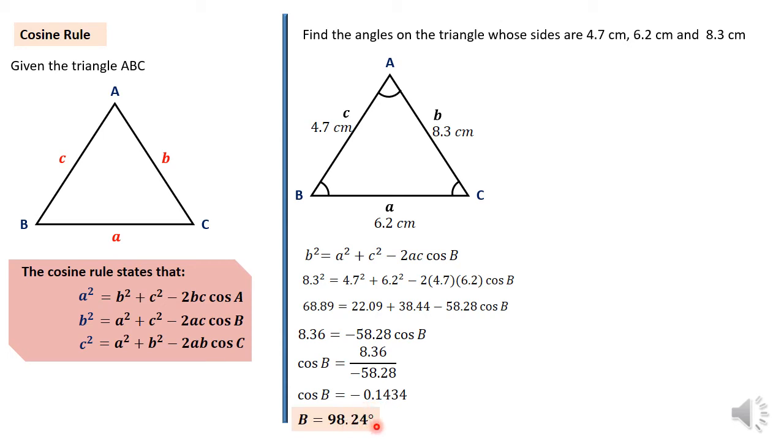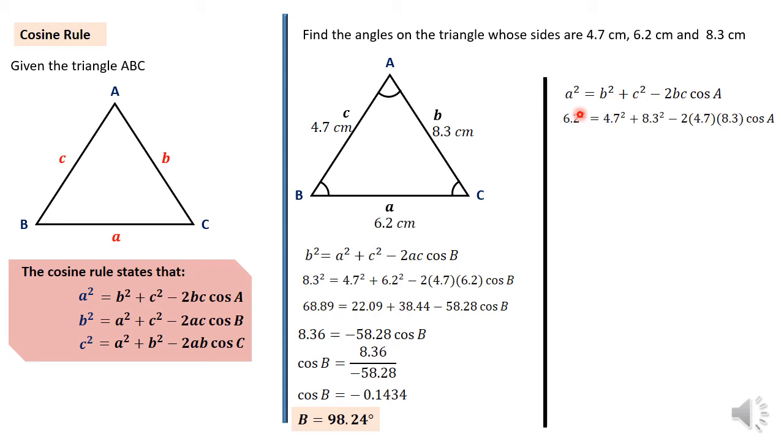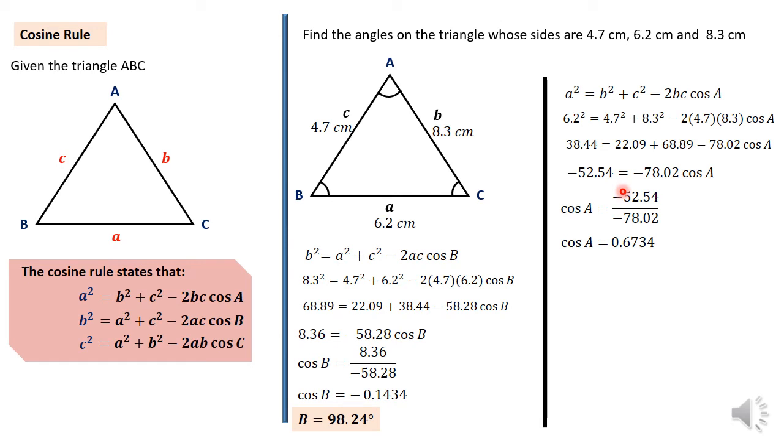And I think that's very simple. We need to go ahead and solve one of the other angles, and I've chosen A this time, and so we say that a squared is equal to b squared plus c squared minus 2bc cos A. Put in the values, since we're given them up there in the question, 4.7, 6.2, and 8.3, this particular way. Just square, add as appropriate, and you're going to get cosine A is 0.6734, and therefore A will be 47.67 degrees.